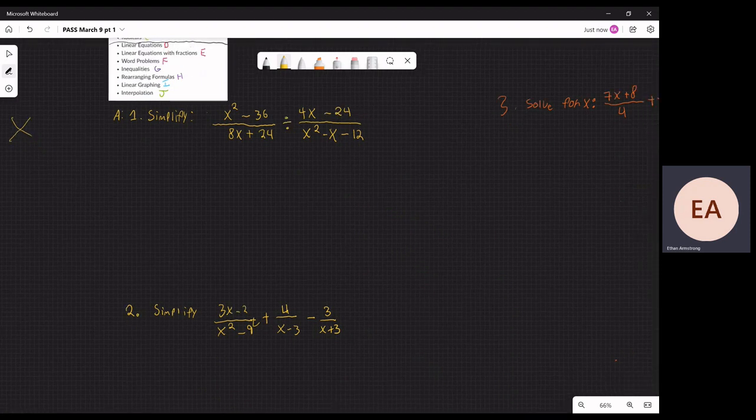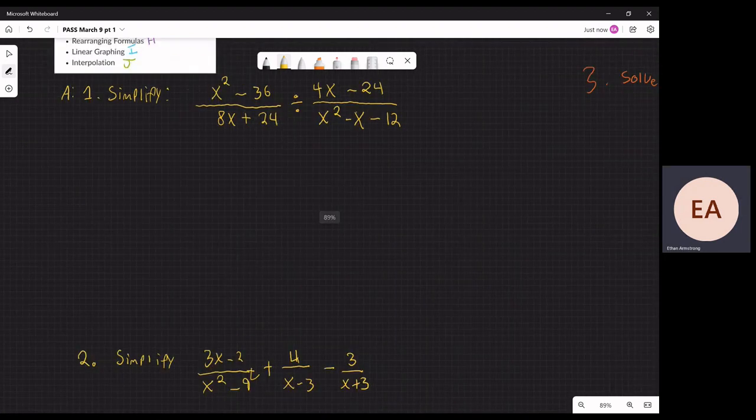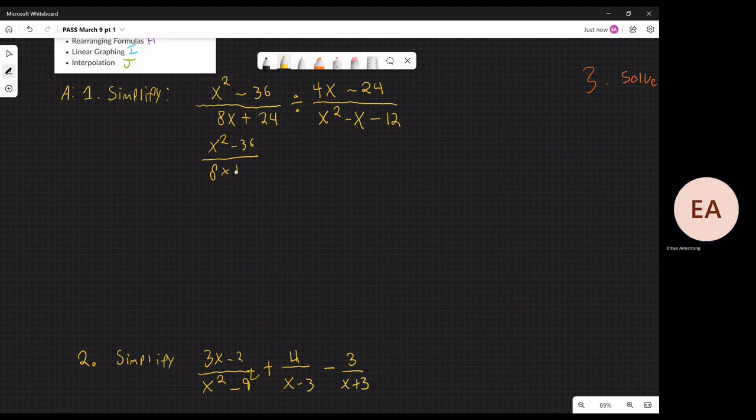So starting off with this question here, the first thing I'd want to do is invert and multiply this expression. So we are going to flip the numerator with the denominator and then switch the division sign to a multiplication sign.